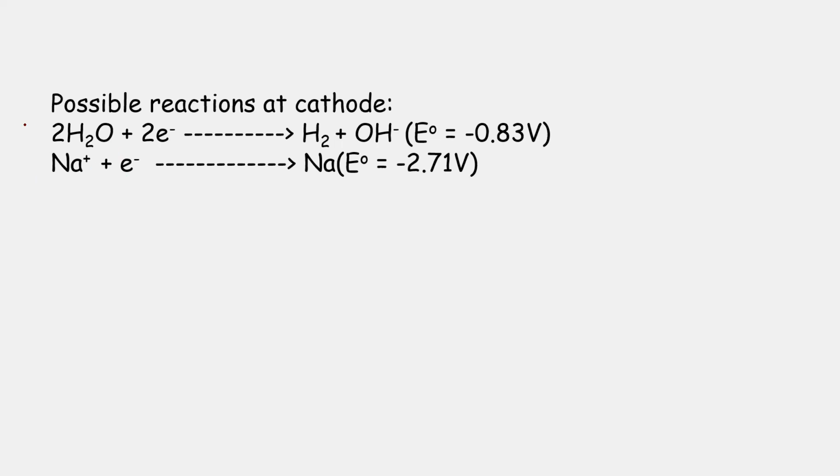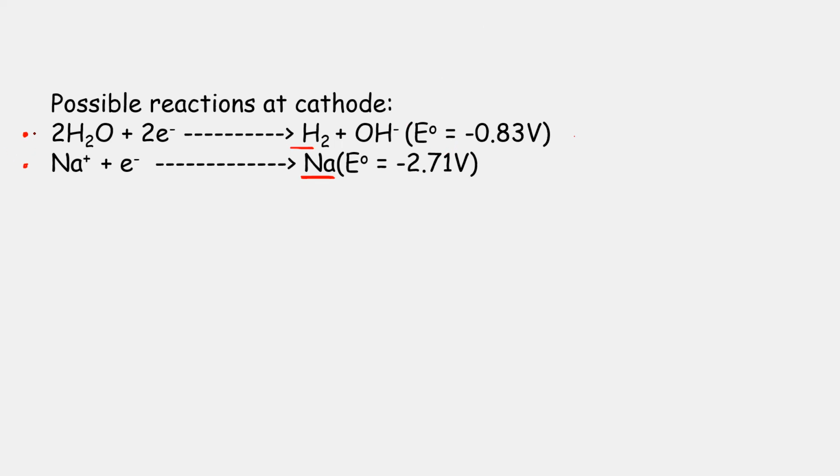The possible reactions at the cathode are water eating up electrons and sodium ions eating up electrons. When water eats up electrons, it forms hydrogen gas. When sodium ions eat up electrons, they form sodium metal. Now, if we compare these two, tell me which is higher, which is greater. H2 is greater. And the EMF difference is also very high.